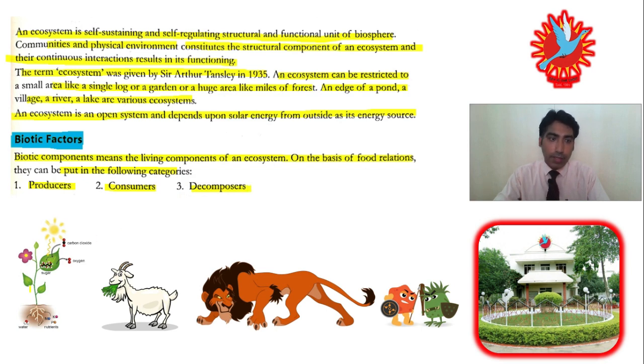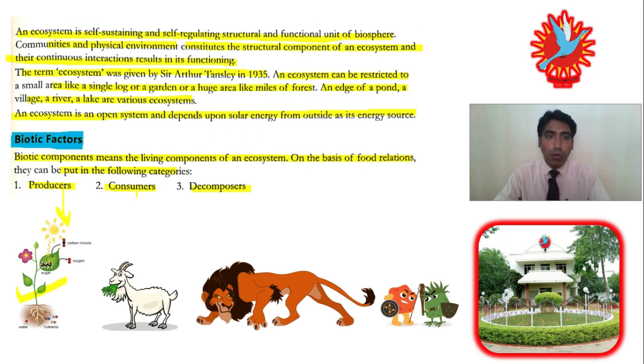In this image you can see a plant, which is able to synthesize its food by the process of photosynthesis. So that is why it is put under the category of producer, because it can make its food on its own.